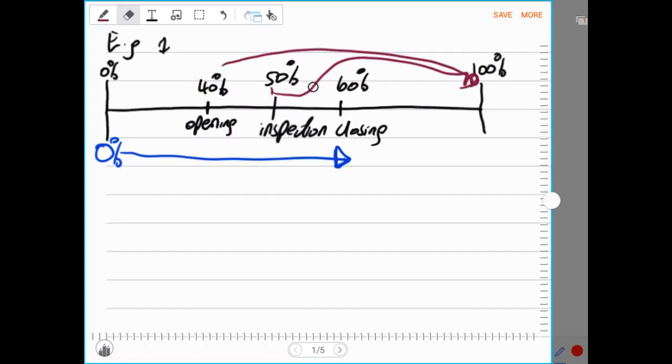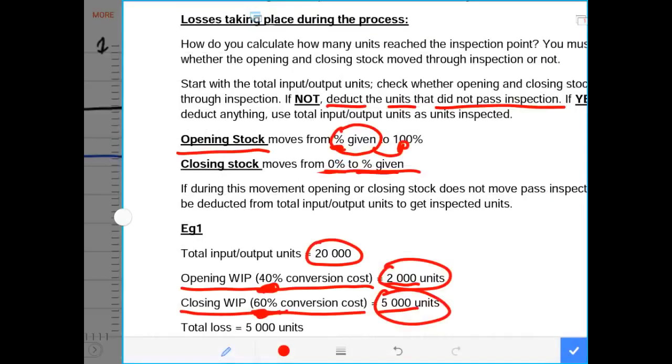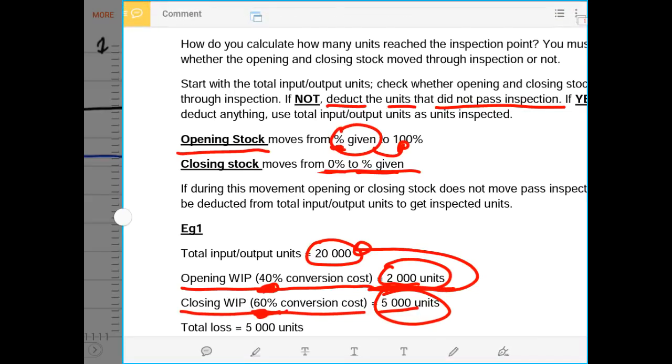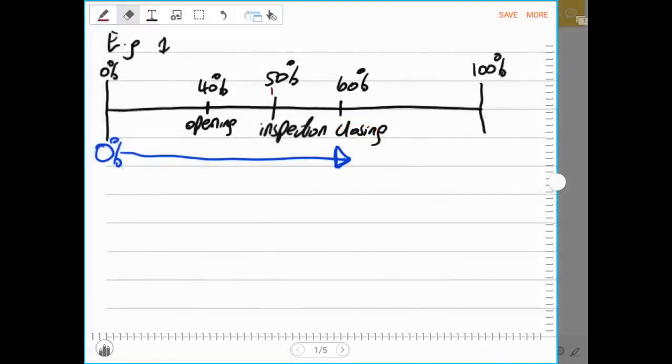We leave those units, because the 2,000 units that were the opening stock are already inside the units that were introduced. They are already part and parcel of that 20,000 units that were introduced. So the answer is yes. Therefore, if the answer is yes, we don't do anything. Yes, the opening will pass the point of inspection, because it starts from a given percentage up to 100%.